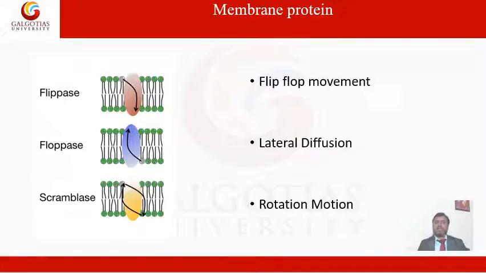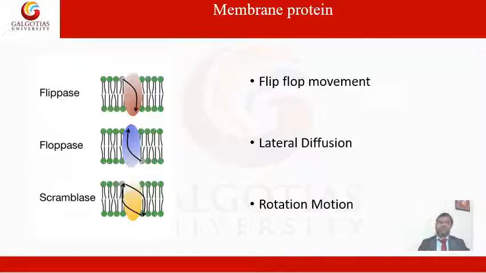So here in this diagram we can see the membrane proteins. There are three types of protein present on the cell membrane: flippase, floppase and scramblase. Flippase protein is responsible for the movement of lipid from the outer surface to the inner surface, while floppase is responsible for movement of lipid from the inner surface to the outer surface, and scramblase is responsible for the movement in both directions.